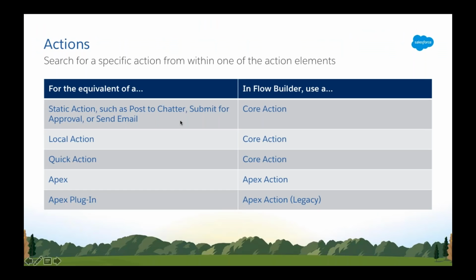So static actions like post to chatter, submit for approval, send email, those are all under core action now. Local action is under core action. Quick action is under core action. Apex is an Apex action. That's if you're using invocable methods. And then the old Apex plugin actions, which are being deprecated, are under Apex Action Legacy.